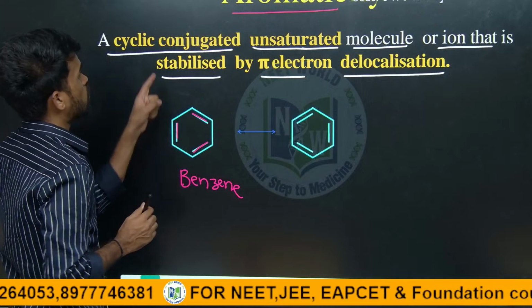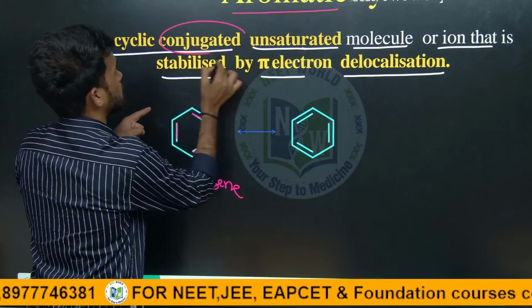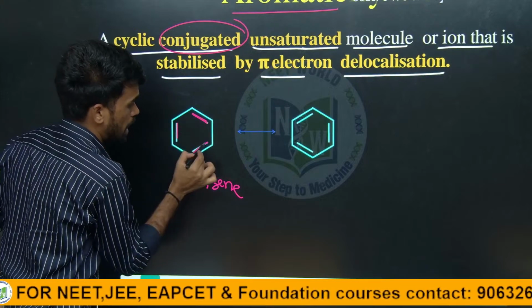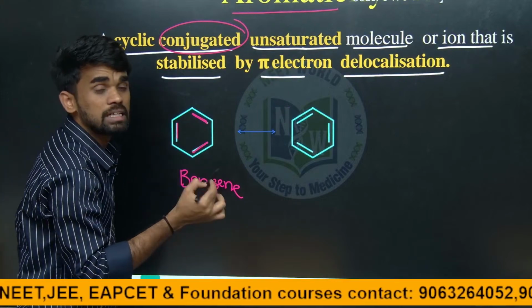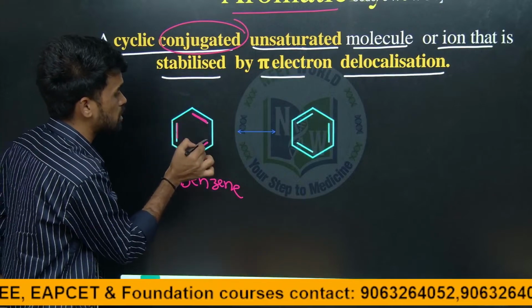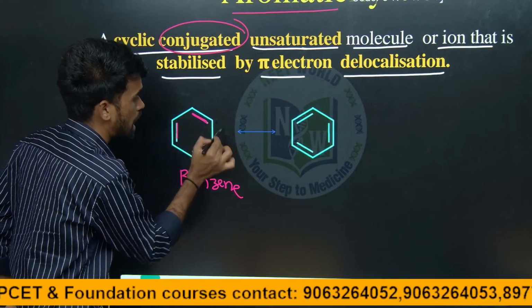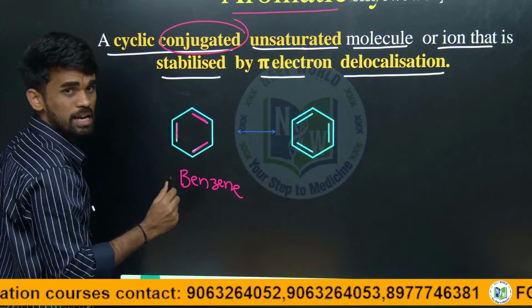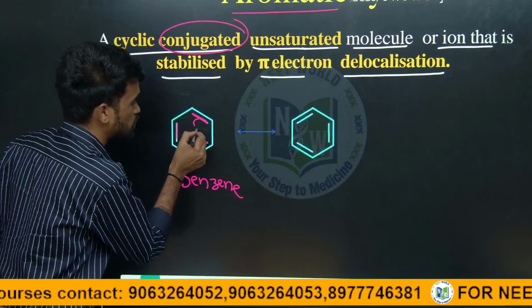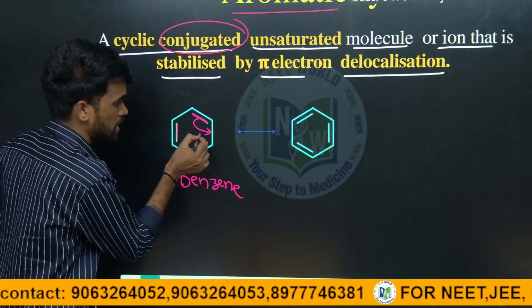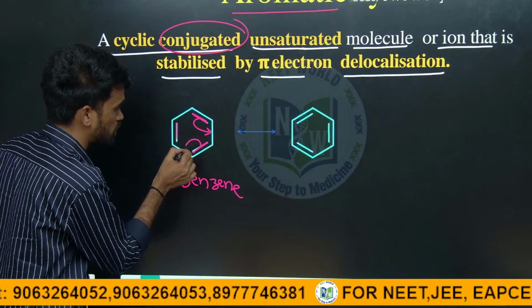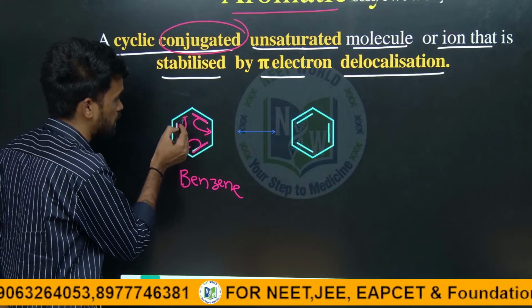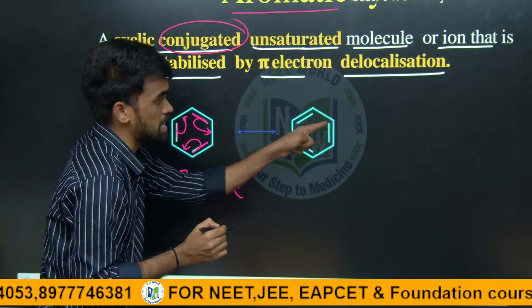Next, what do we mean by conjugated here? See, this pi bond and this pi bond are at alternate positions. See how these pi bonds are located here. They are positioned alternately: pi bond, sigma bond, pi bond. Now this pi bond can shift over here, and when it shifts, this pi bond will shift over here. Therefore we get a structure like this.